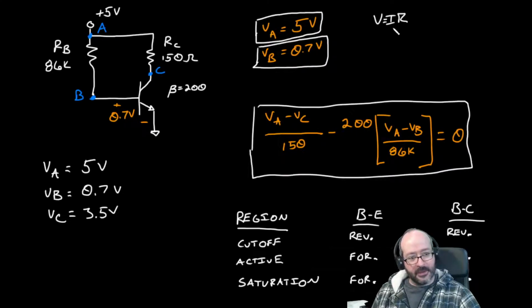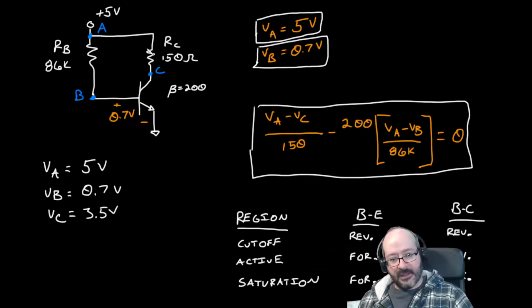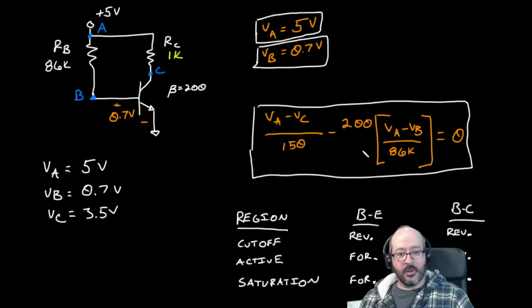And V equals IR. Last time we increased I, this time we can increase R. If we increase R, we can push it into saturation as well. And the R that we're looking at is this resistance here. So rather than changing RB, I'm going to come over here and change RC. Instead of 150, let's make it bigger. Let's just say 1K feels like a nice round number to work with.